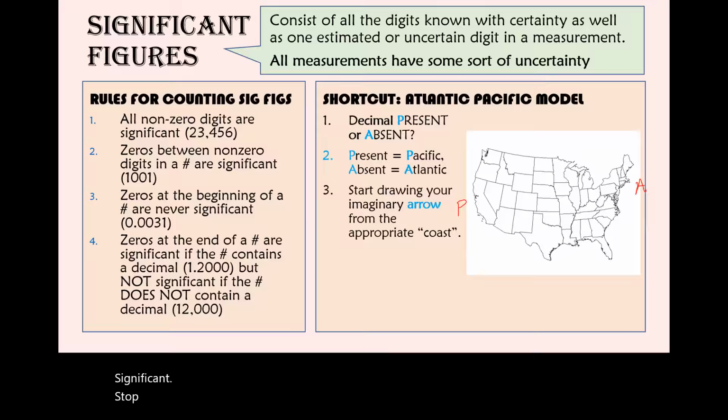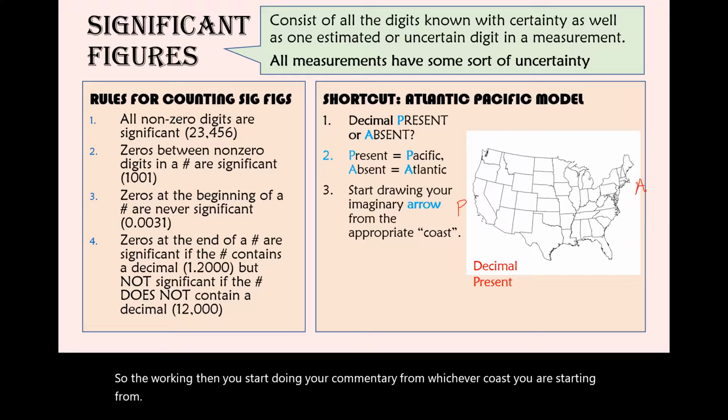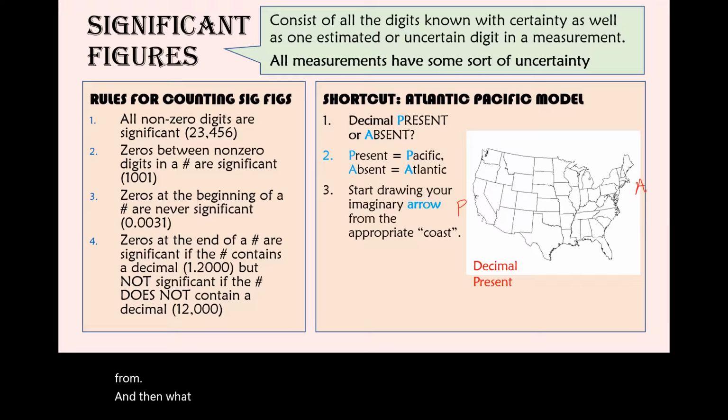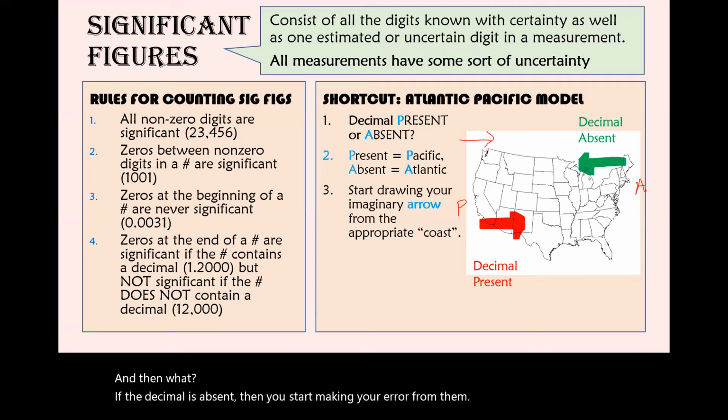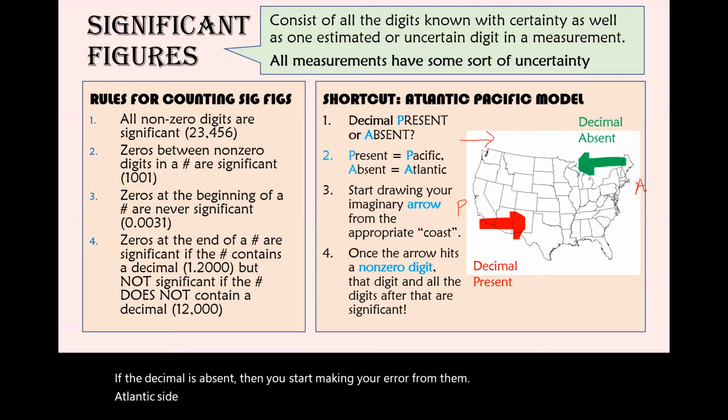So as you are counting, you start drawing your imaginary arrow from whichever coast you are starting from, Pacific or Atlantic. So let's say your decimal is present, you start making your arrow from the Pacific side. If the decimal is absent, then you start making your arrow from the Atlantic side. And then you are going to start counting the number of significant figures when you hit the first non-zero digit. So here's what I mean by that.